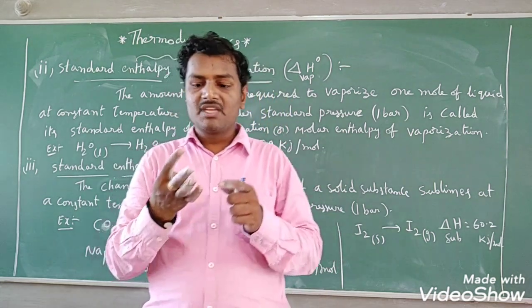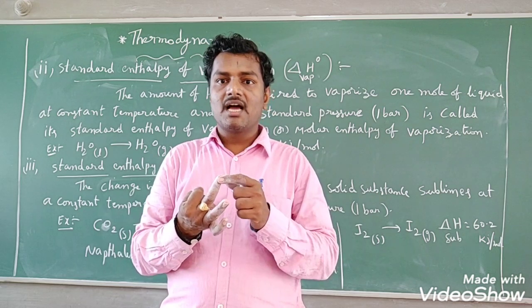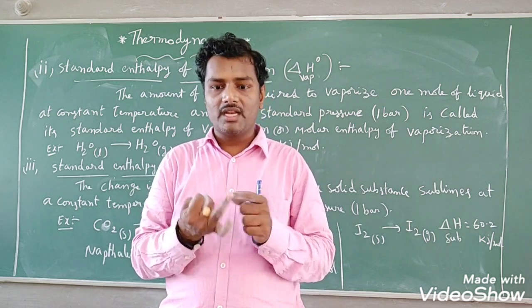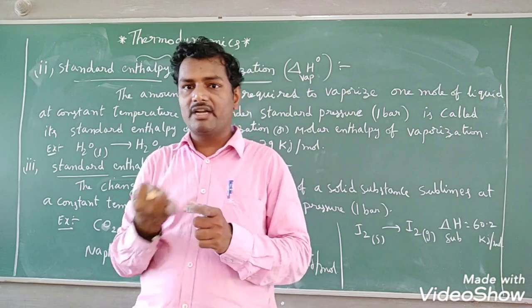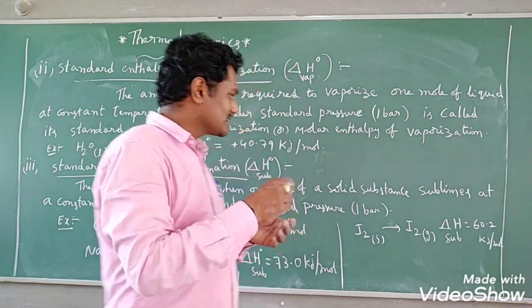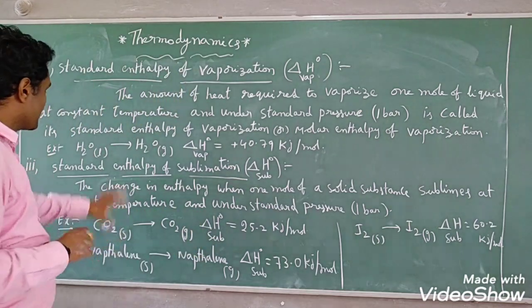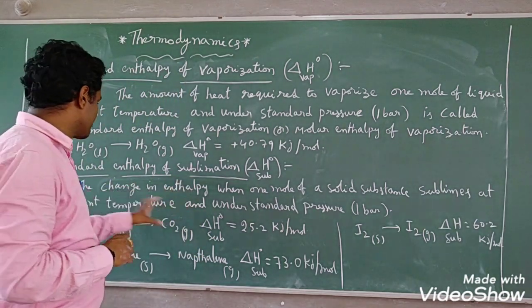Carbon dioxide and ammonium chloride, and we have one more: iodine, naphthalene balls and ammonium chloride. We have camphor, different compounds we have. Some of these examples you will see. With respect to standard enthalpy of sublimation, how do we define it?